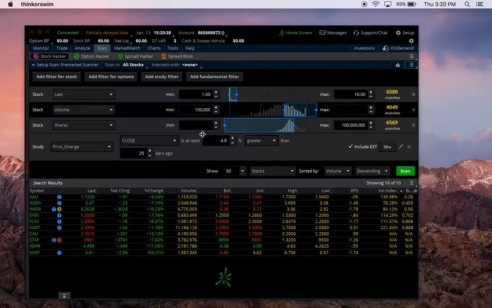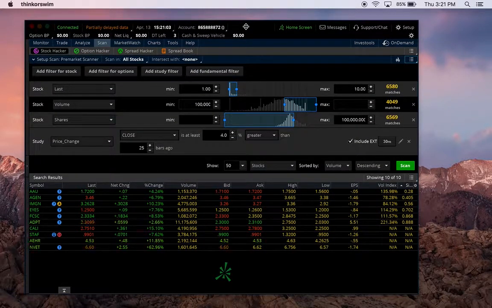For shares, this is the shares outstanding. Like I said, in other scanners you can use float, but for this they don't have a parameter for float. So what I do is I just use outstanding. I want a max of 100,000, and then after getting these tickers, I'll just go to FinViz and look for the actual float. For the study, we want price change: we want the close to be at least 4% greater than 25 candles ago, and we want to include after hours. So this is the pre-market scanner.